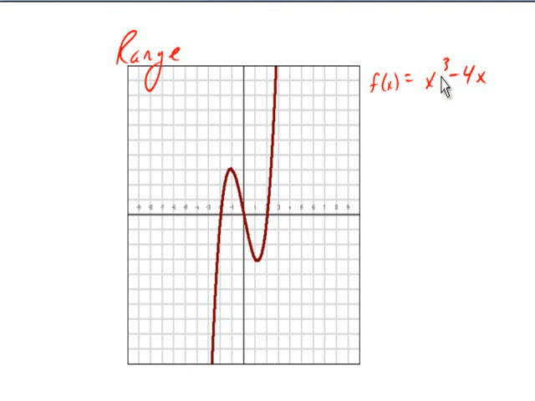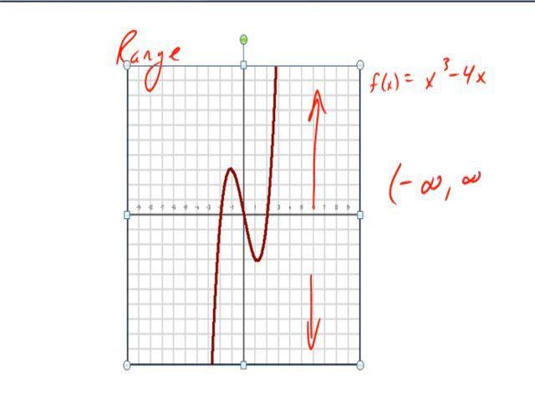The graph goes forever left and right, but it also goes upward and downward forever. So as far as all of the y values that are being graphed, when I look at this graph from bottom to top, going down forever and upward forever, all y values are eventually graphed. So the range of the function is all real numbers, or in interval notation, from negative infinity to infinity.